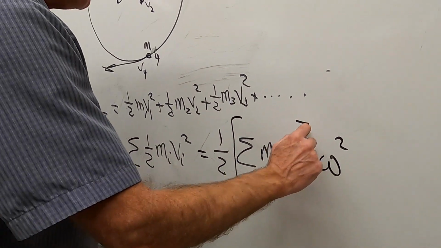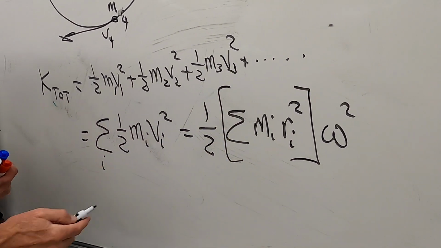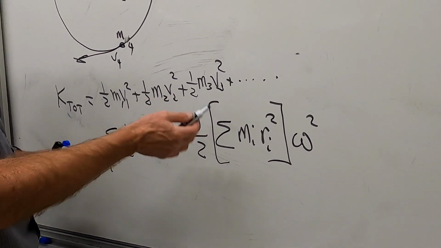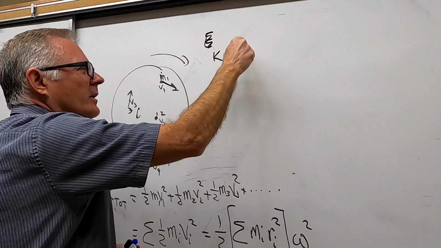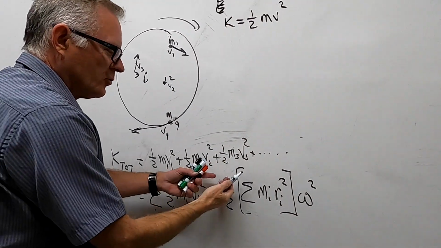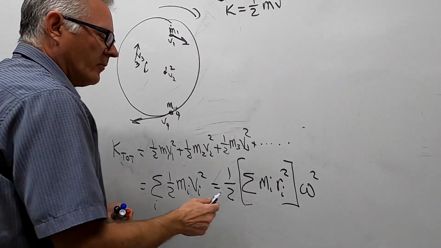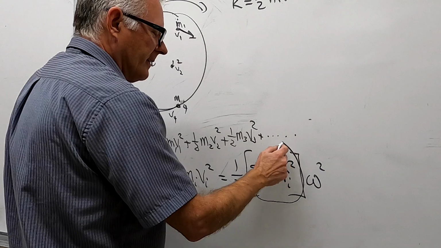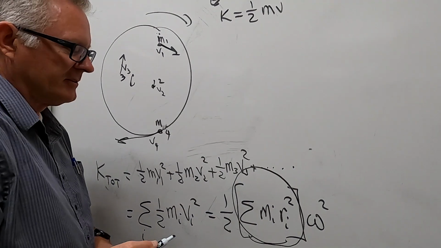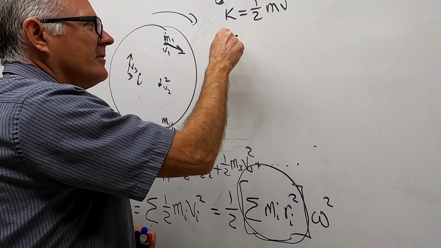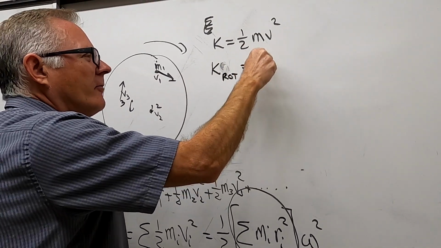Now I could take this term out because it's a constant in this, but you notice this looks like our normal equation for the kinetic energy. Remember the kinetic energy is defined as 1/2 mv squared. Well, this is 1/2 times something times a rotational speed squared. What is this thing right here? This must be like a rotational mass. And we could say kinetic energy due to rotation is 1/2 I omega squared.